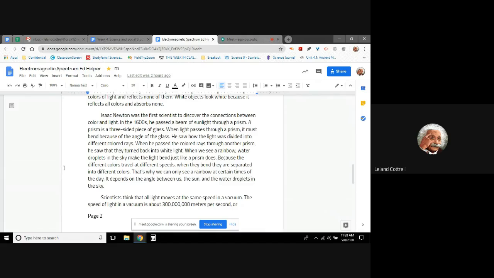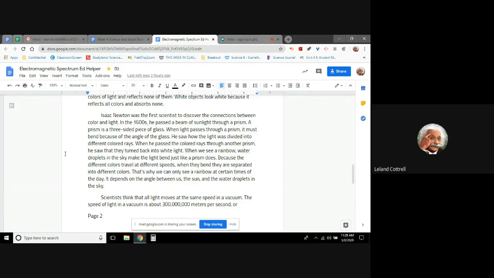Isaac Newton was the first scientist to discover the connections between color and light. In the 1600s, he passed a beam of sunlight through a prism. A prism is a three-sided piece of glass. When light passes through a prism, it must bend because of the angle of the glass. He saw how the light was divided into different colored rays. When he passed the colored rays through another prism, he saw that they turned back into white light.